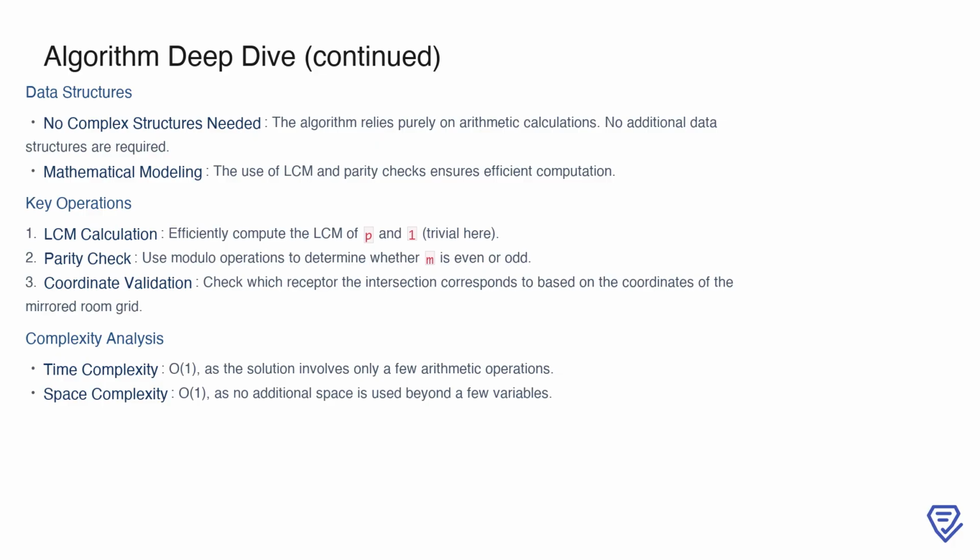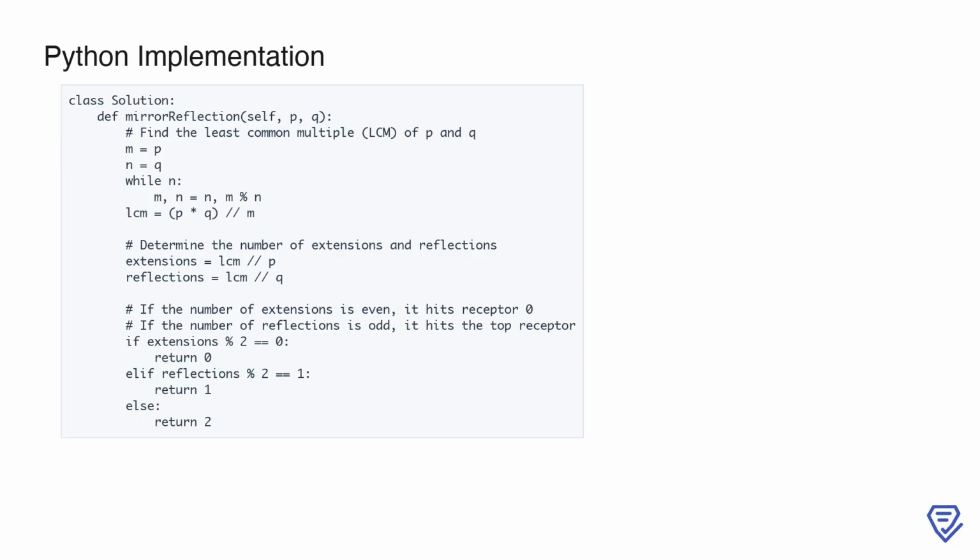This makes the algorithm not only elegant but also optimal for solving the problem efficiently. This Python solution solves the mirror reflection problem using a mathematical approach based on the least common multiple, LCM. The laser beam's behavior is periodic, and calculating the LCM of P and Q allows us to determine when the laser aligns with a receptor.